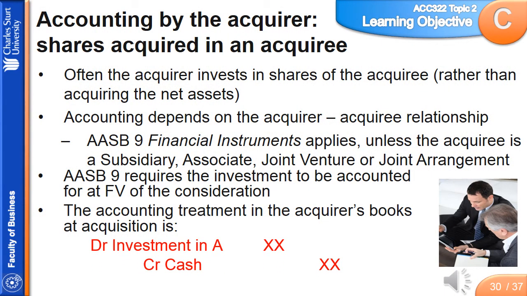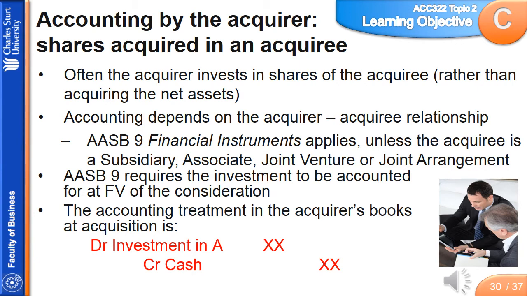Often the acquirer invests in shares of the acquiree rather than acquiring the net assets we looked at earlier, and the accounting for this depends on the acquirer-acquiree relationship. When this occurs, AASB 9 Financial Instruments applies unless the acquiree is a subsidiary, which we look at in topics 3, 4, 5 and 6, an associate or joint venture, which we look at in topic 7, or a joint arrangement, which we don't cover in this subject.